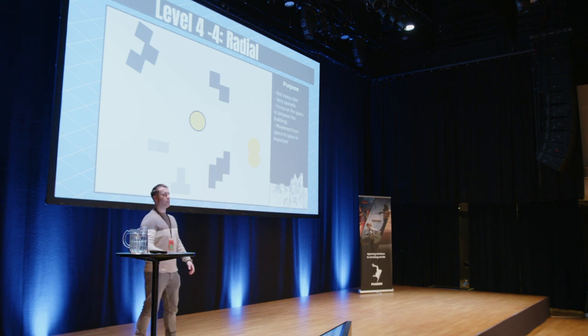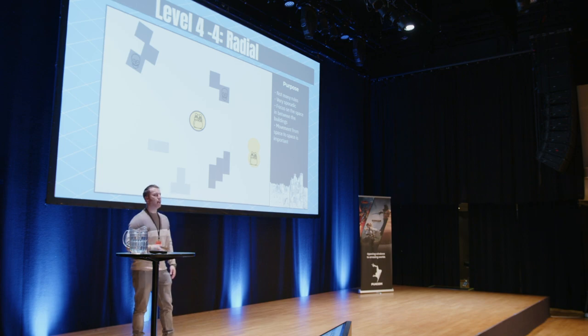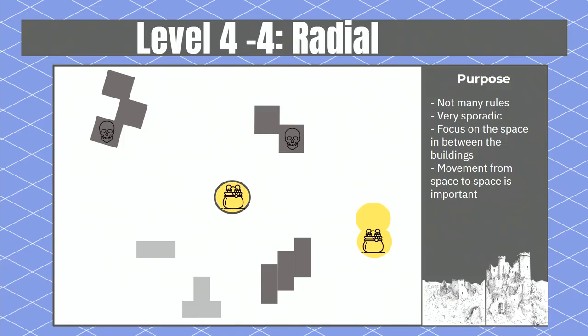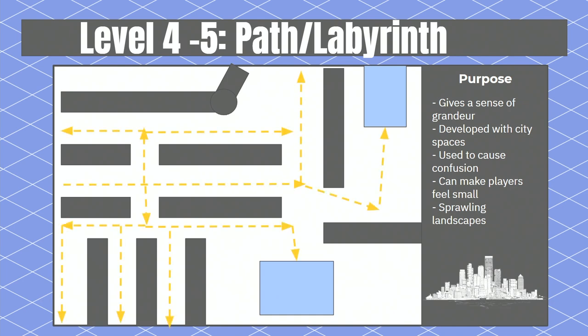But if we have buildings or shapes looking very similar, we can instantly start to communicate, hey, there might be loot in these areas versus enemies as we go through. Or if we want the player to feel like they're getting lost while going through our cities, we can create more of a labyrinth kind of way so players have many options ahead of them as they go through.